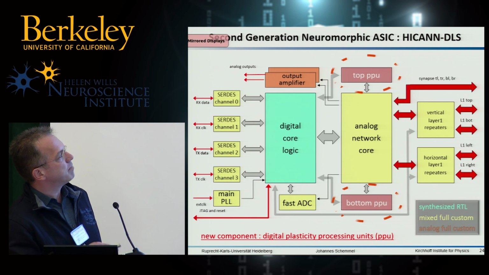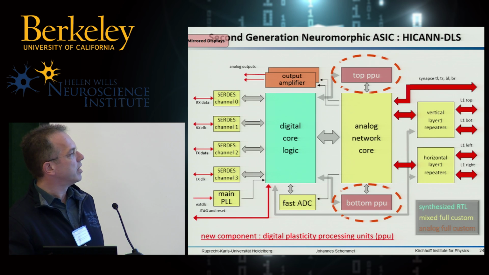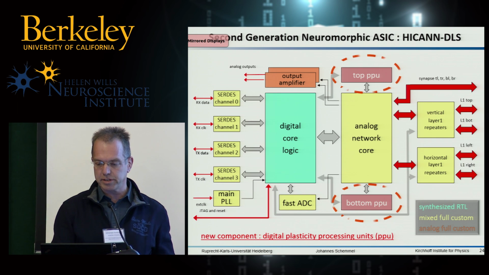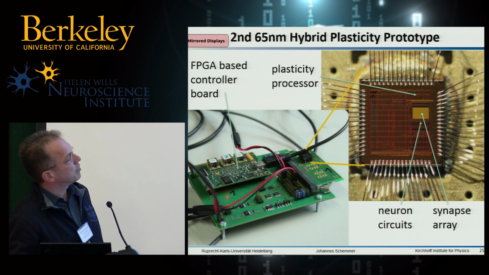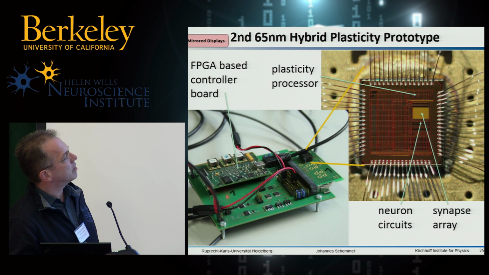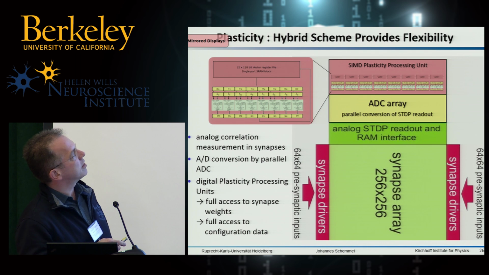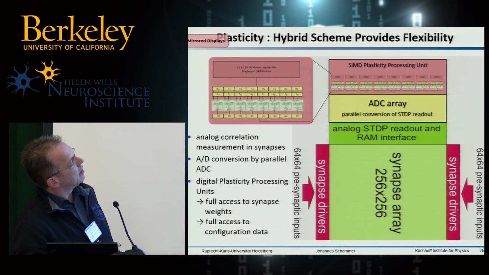So this is what we changed from the current system. Don't look at the details, but basically you have an analog network core where your synapses are, and what we added are two microprocessors called plasticity processing units. Here's a photograph of a prototype we also demoed 2 days ago. So we have the synapse array, and here is the plasticity processor directly next to it, and the neurons are below. This plasticity processor is a SIMD parallel processing unit. For each column of synapses, in the final chip we will have 256, we will have an ADC.